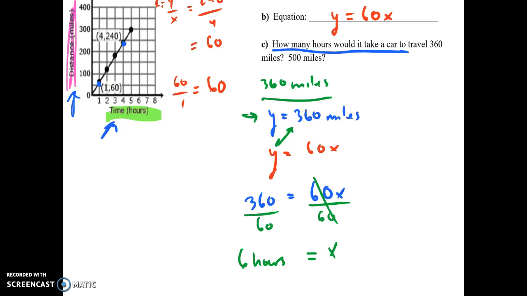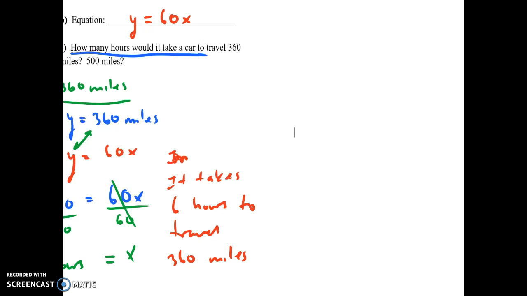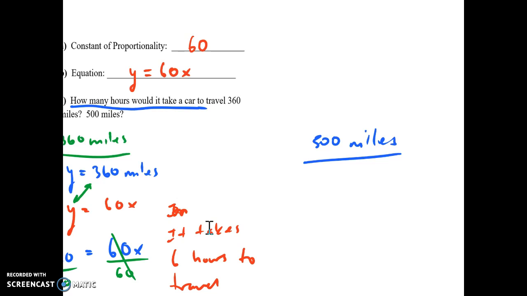So what this means is, in other words, it takes 6 hours to travel 360 miles. All right, let's do the next part. The next part is asking for 500 miles. Once again, miles is our y-axis. So that means y equals 500 miles.